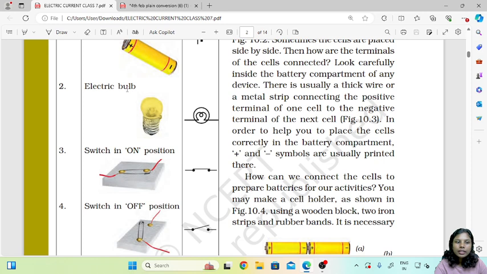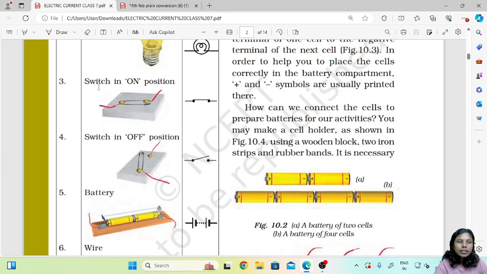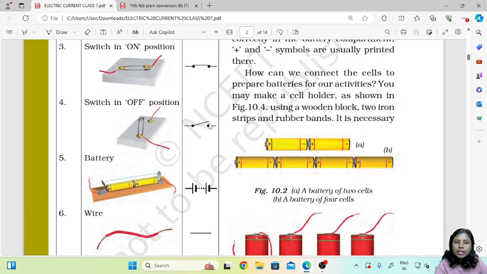Then we have the electric bulb. The electric bulb is given by this kind of symbol. It is a kind of scribbling done and then it is circled over there. Then in the switch on position we show two dots that are connected by a line. When it is switch off we show the disconnect between the two dots, that is, we move the line apart.